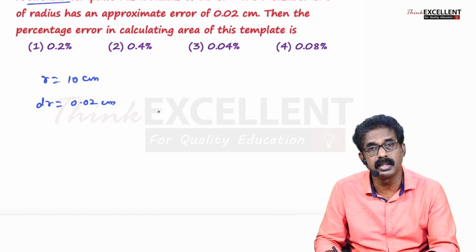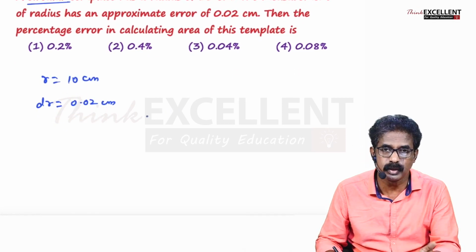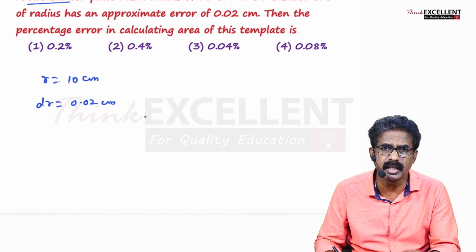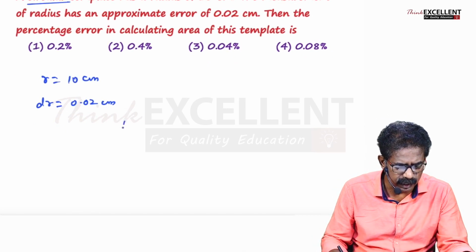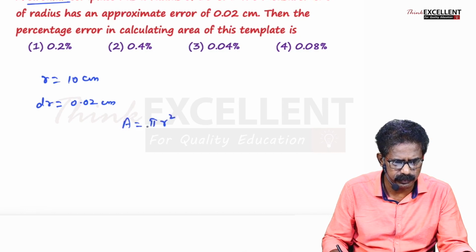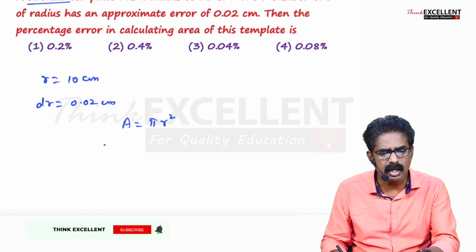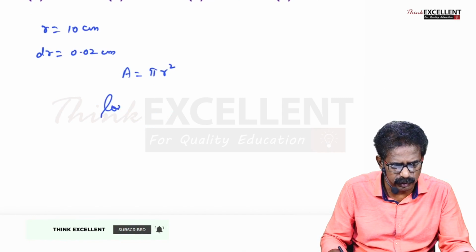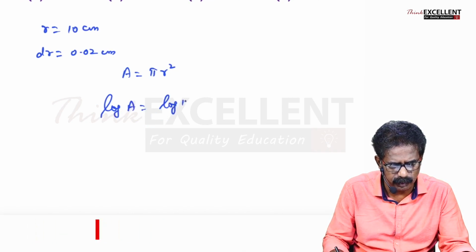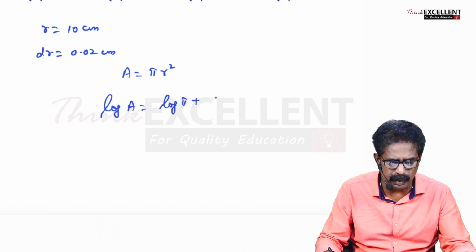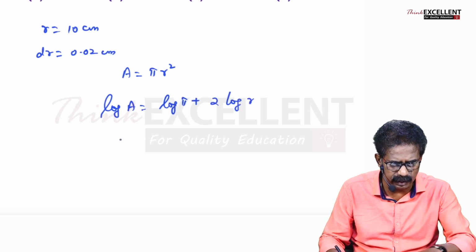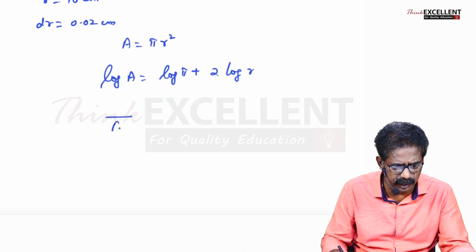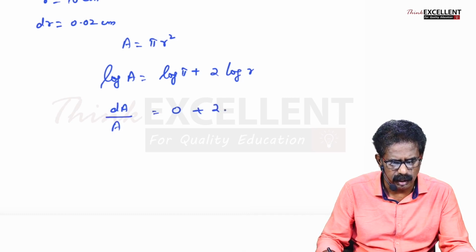So for percentage error or relative error, the easy method is you take log and take differential. Okay, so area of a circle is pi r square. So taking log on both sides, you will get log A equal to log pi plus log r square, apply power rule, 2 log r, right? So taking differentials, log A, that is 1 by A into delta A or dA, equal to log pi derivative 0, constant, plus 2 into log r 1 by r into dr.